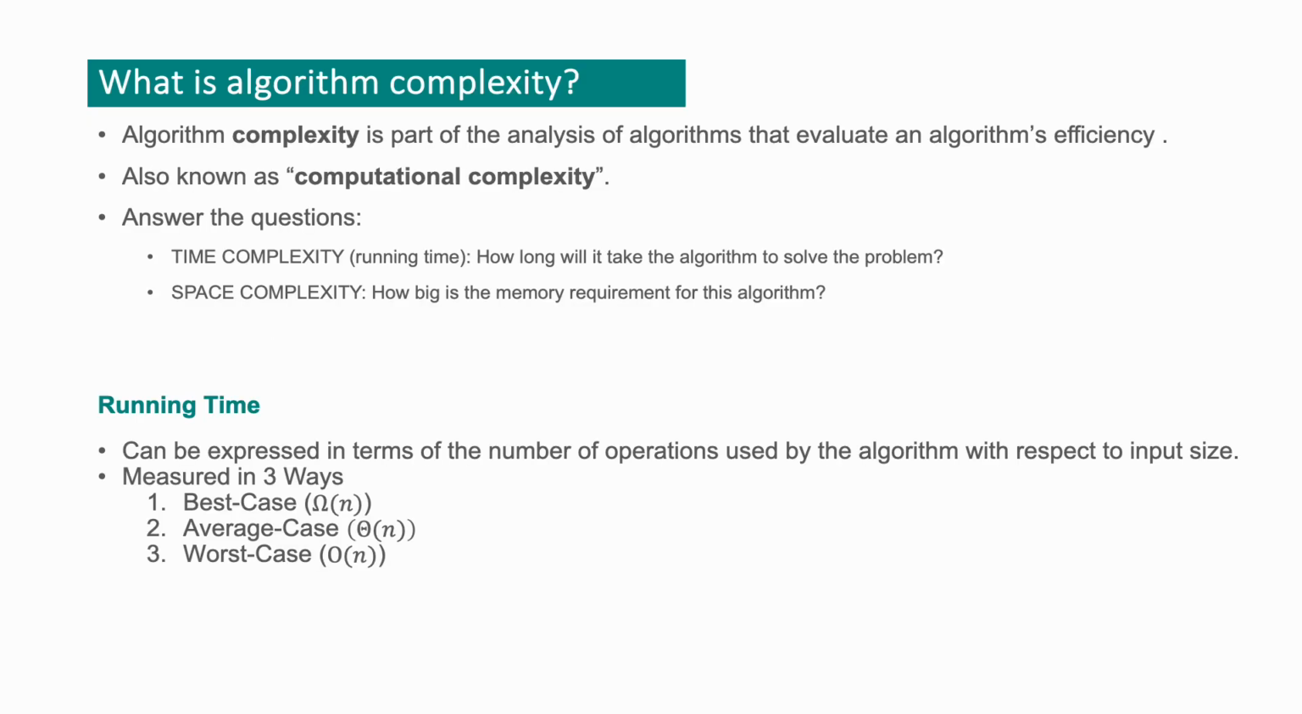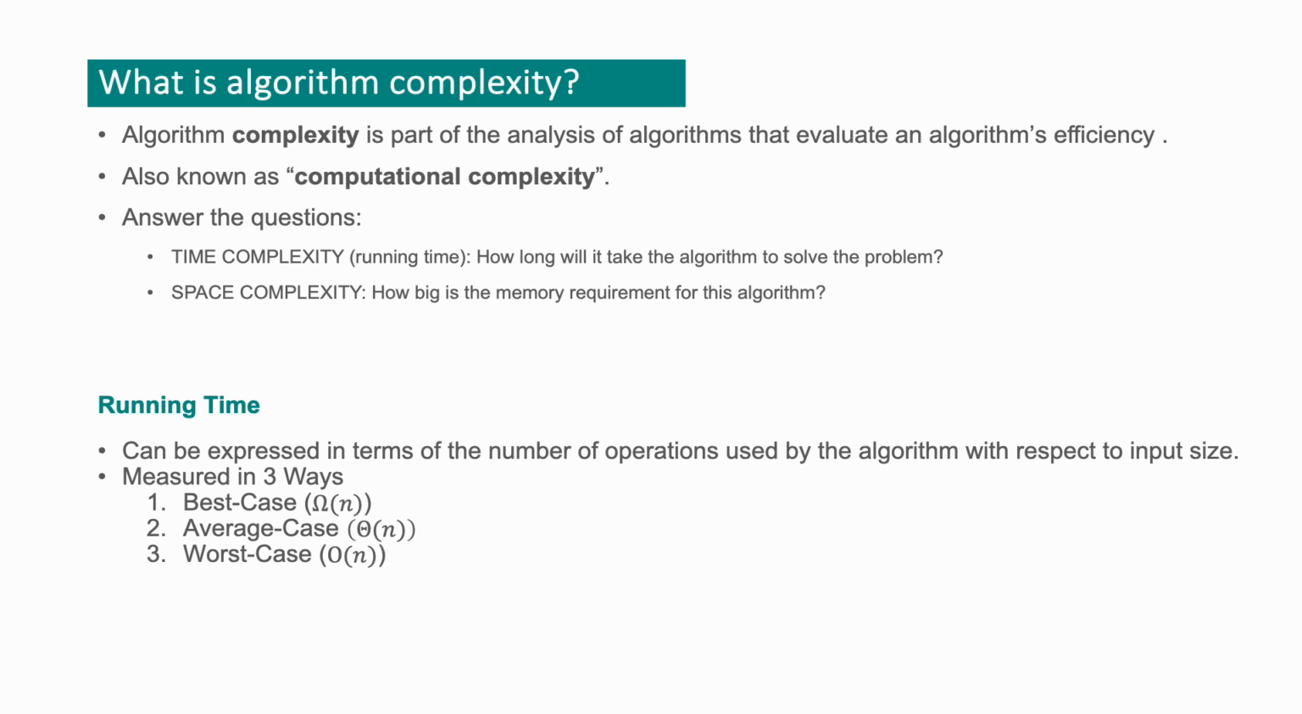Okay, so what is algorithm complexity? Algorithm complexity is a part of the analysis of algorithms that evaluates its efficiency. It is also known as computational complexity. Now, there are two kinds of complexity: time complexity and space complexity.